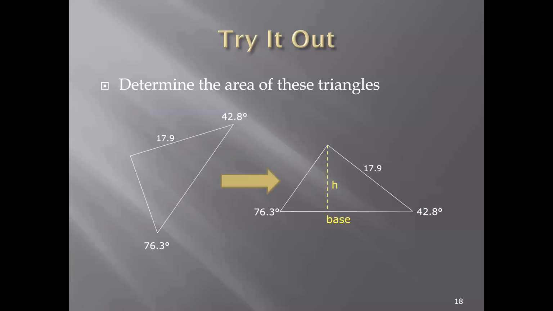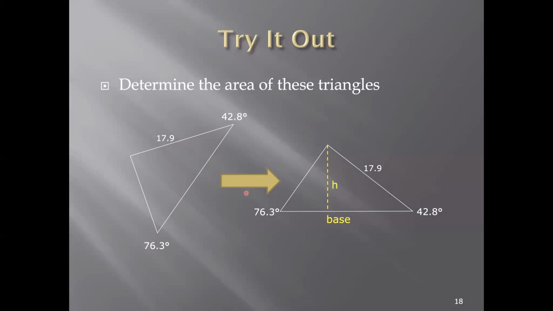Now let us answer the second given. So we are given a triangle with an angle which is 76.3 degrees and another angle which is 42.8 degrees and a side which is 17.9.